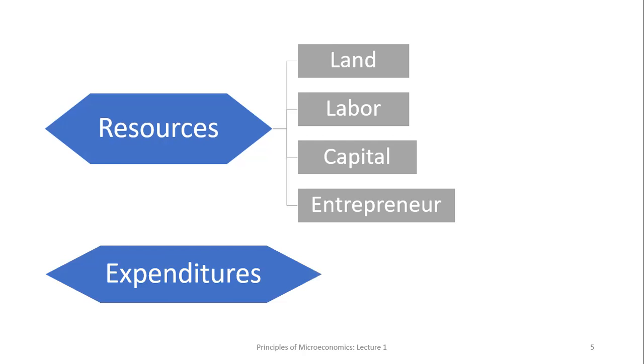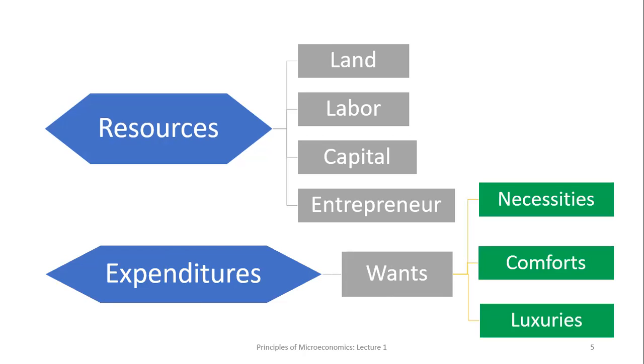Now coming to the expenditure side, expenditures arise from the wants, and wants we can categorize in three categories broadly. First, necessities, that is, those things without which we cannot live. Like we need food, we need clothes, we need a place to live in. These are the necessities. And remember, economics talks about wants, not necessities.